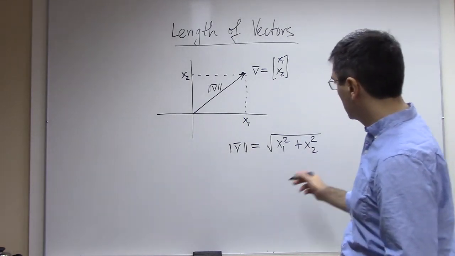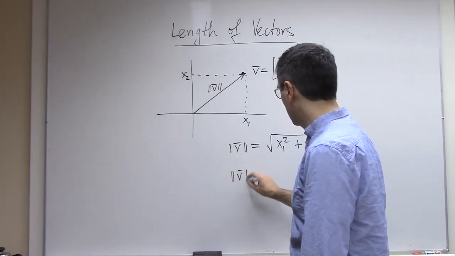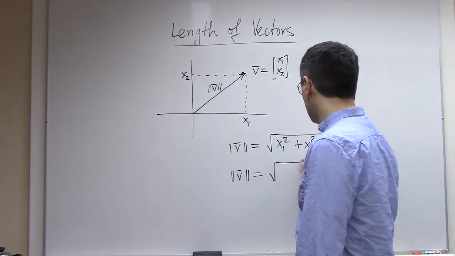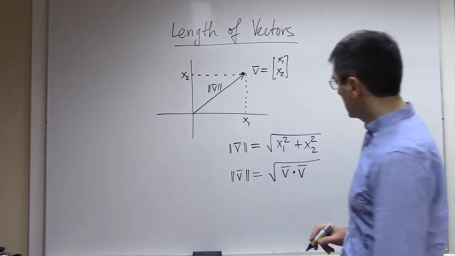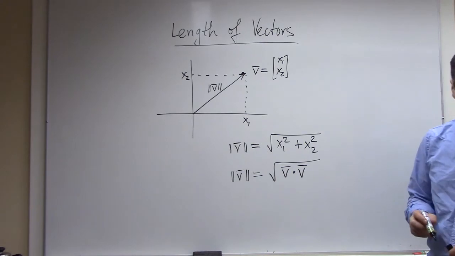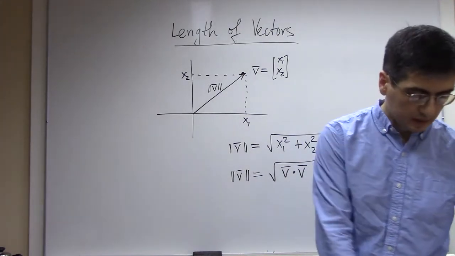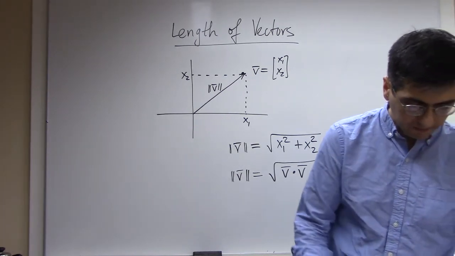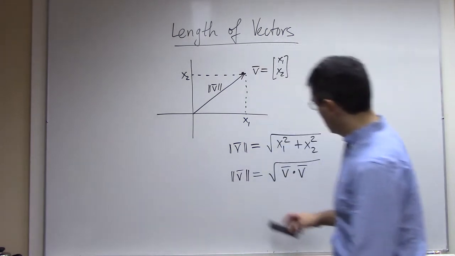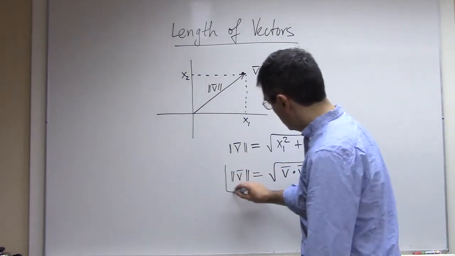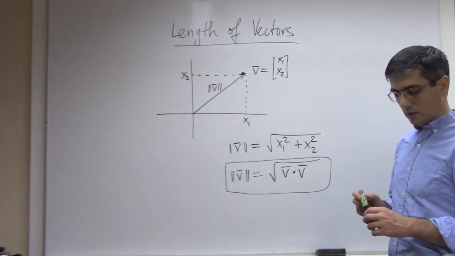And we can then say that the length of V is given by the dot product of V with itself, and then you take the square root. So that's the length in R2. And we take this as the definition of length in Rn.